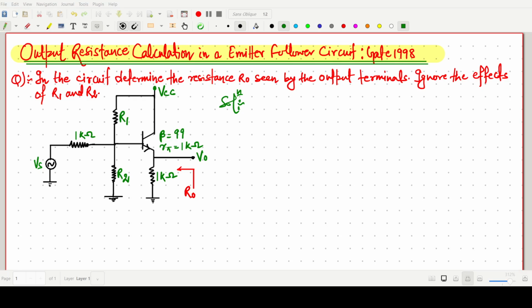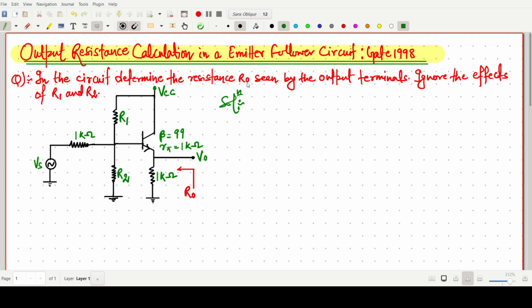Welcome everyone. In this video lecture, we will solve a GATE 1998 question in which we have to find output resistance in an emitter follower circuit. So the question is, this one is the circuit. This one is an emitter follower circuit.